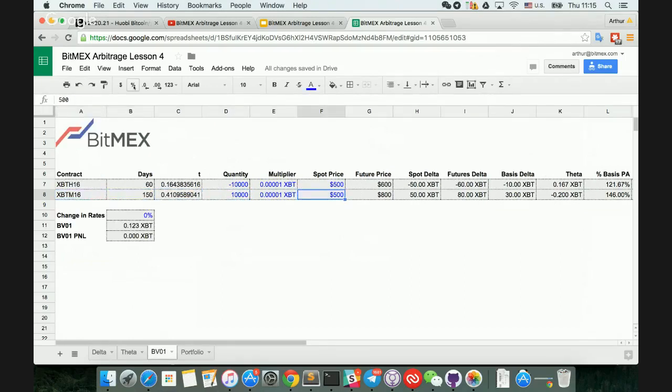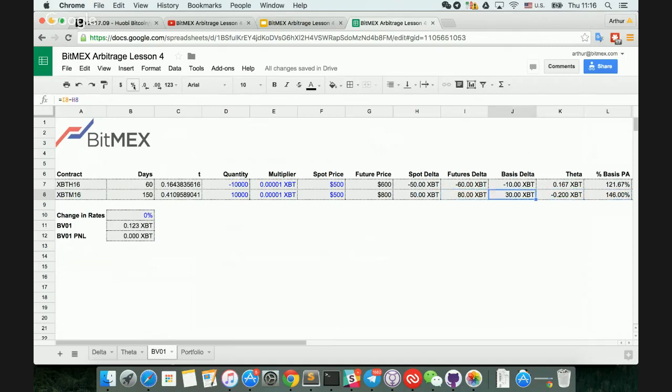so here we have a delta neutral portfolio. Remember, the spot delta sums to 0. And we're short something with a lower basis than what we're long. So in effect, what we want to happen is we want the percentage basis of the H16 to go down and the percentage basis of the longer dated to go up.